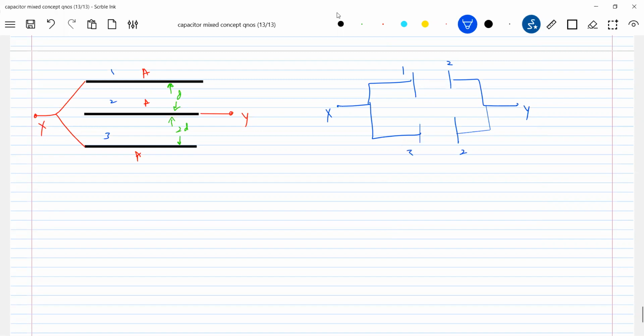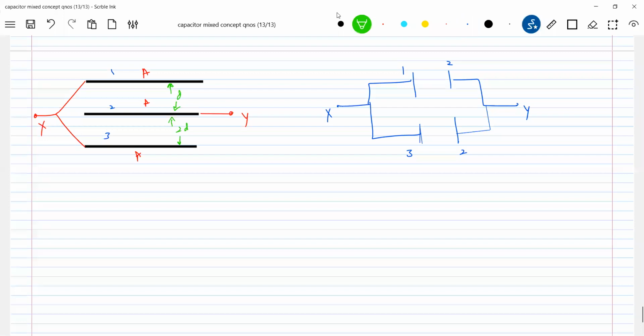So now the biggest trouble for students is how many plates are there? 3, you've drawn 4. No, the plate 2, what will happen, will be common for both 1 and 3. It is having two surfaces. One surface will interact with 1, the other surface will interact with 3. There'll be interaction between these two faces. There'll be interaction between these two faces. Like this, you redraw the circuit.